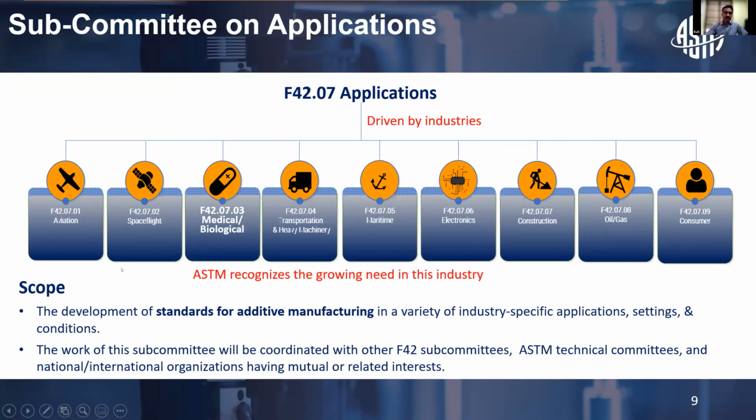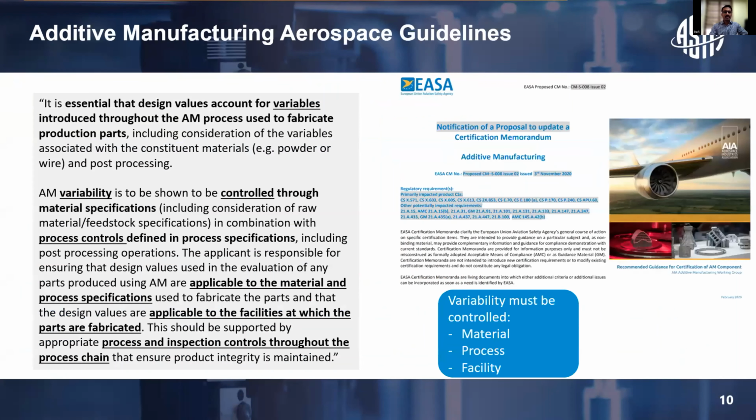And we have subcommittees specific to aviation, space flight, medical, transportation, maritime, electronics, construction. So we have 9 different verticals under this application sector. And again, we will add more based on new industry sectors who want to have additive manufacturing standards for their specific requirements. So coming to the aerospace, the title of this presentation was focused towards aerospace. So let us focus on the aerospace requirements now.